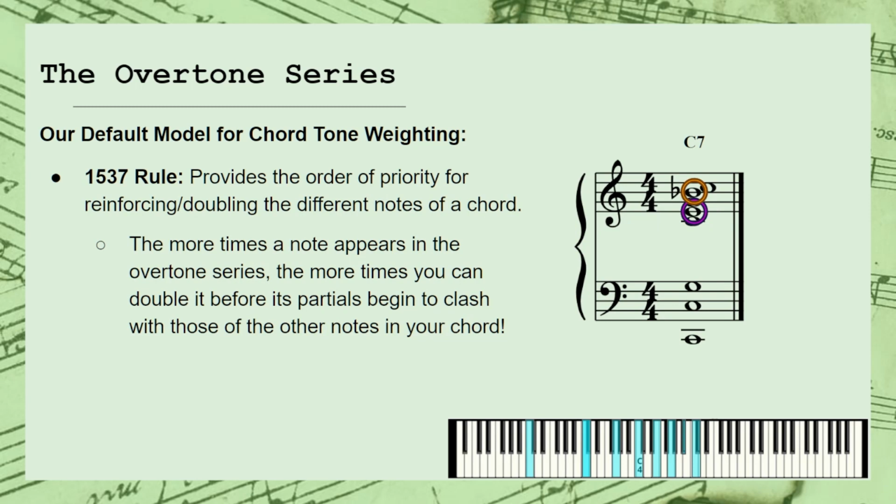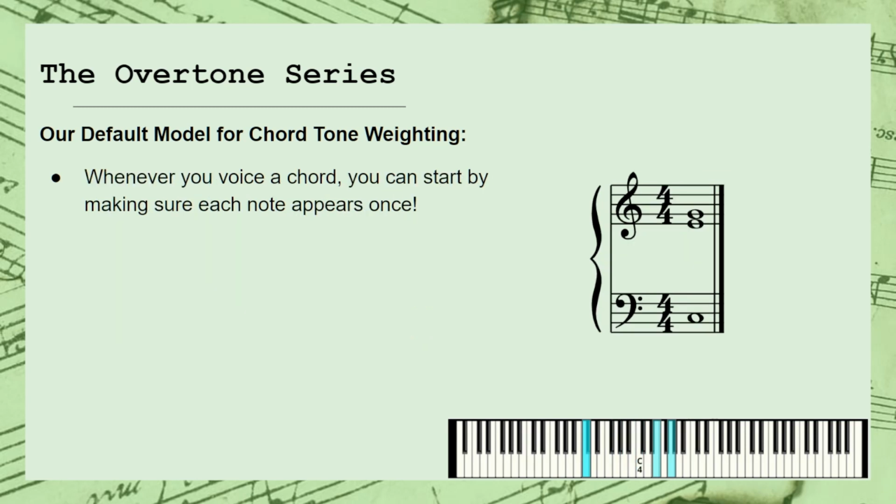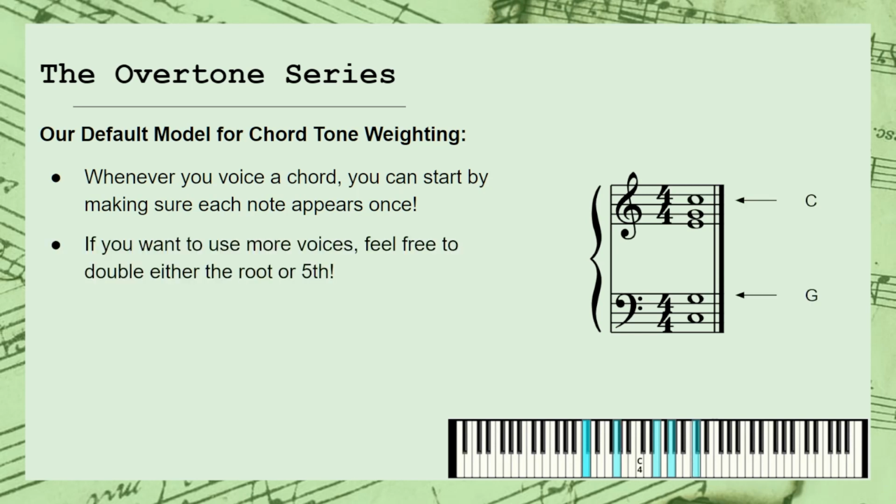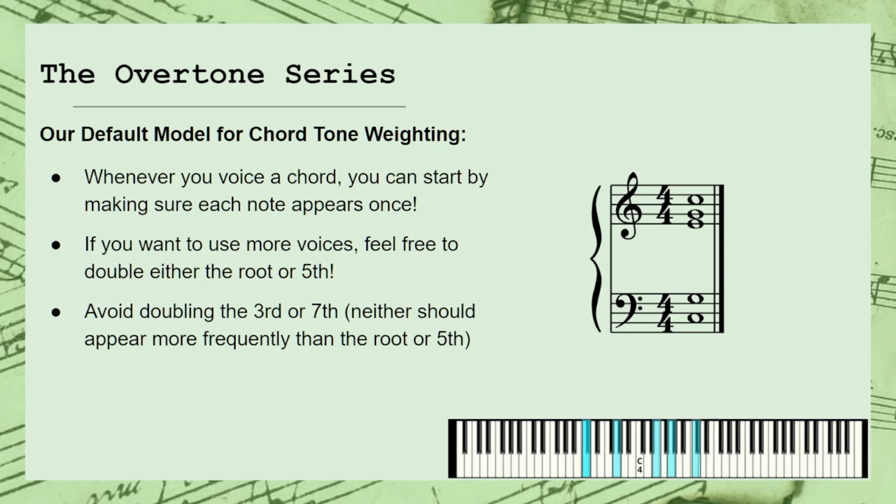So when applying this practically, anytime you voice a chord, you can use the full triad. Sticking with our example of C major, we can spell out the full chord by making sure each note appears once. Then, if we are looking to use more than 3 voices, we can feel free to use either the root or the 5th scale degree, because they're both safe options. However, if we're looking to keep a clear sound, we'll want to avoid using either the 3rd or 7th scale degrees, because we don't want them to appear more times than either the root or the 5th in a single vertical spelling. But what happens if we want to work with chords other than triads and 7ths?